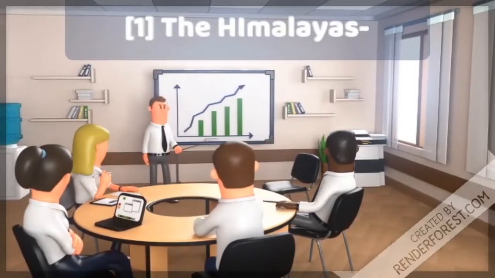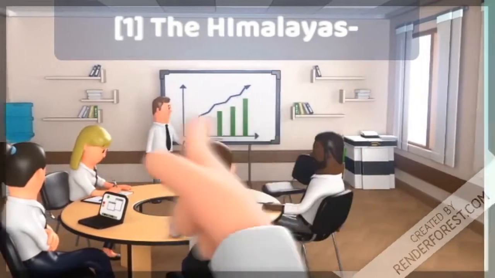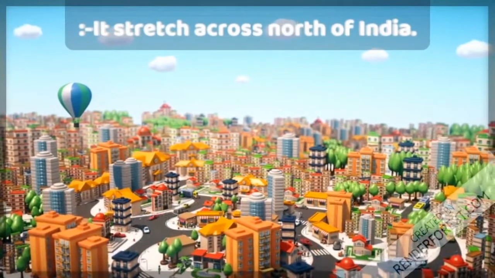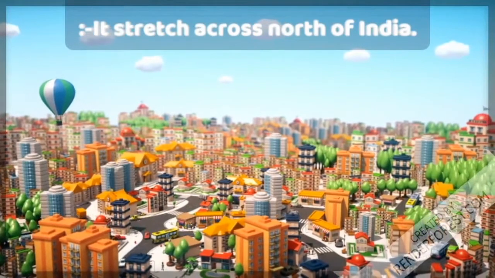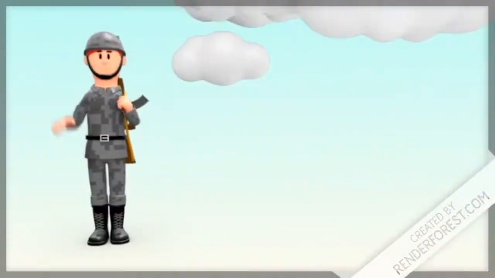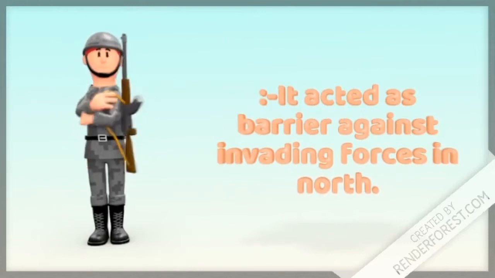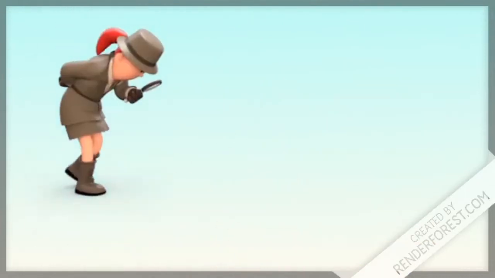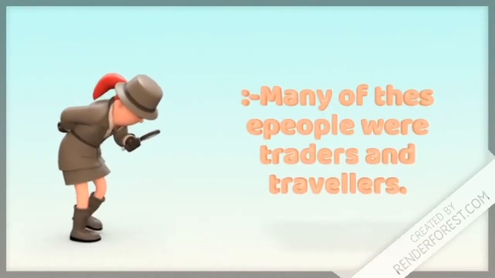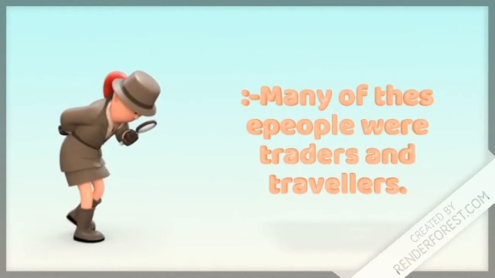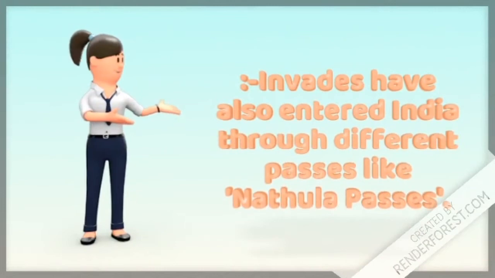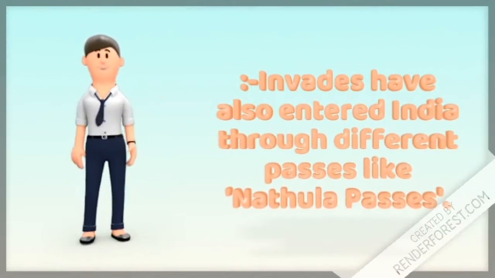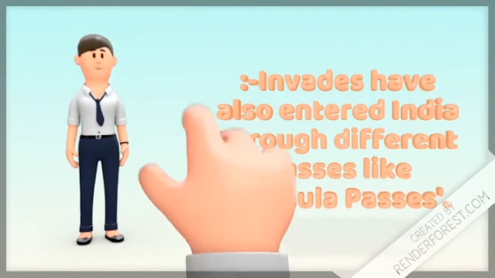Geographical framework of India. The geographical framework impacts its history. The Himalayas. It stretches across the north of India. It acted as a barrier against invading forces in the north. Many of these people were traders and travelers. Invaders have also entered India through different passes like Nathula Pass.